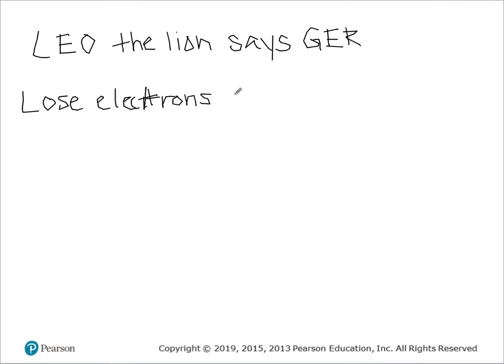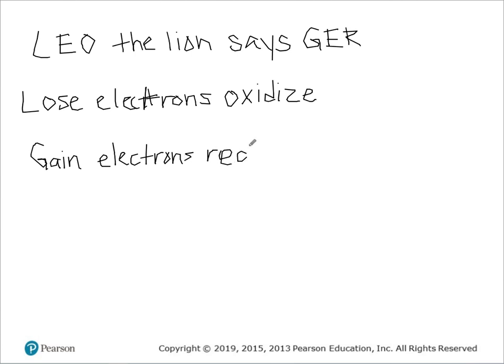So lose electrons, oxidize, gain electrons, reduce. That's LEO for lose electrons, oxidize, and GER for gain electrons, reduce. Whichever one makes sense to you, you can use it as a mnemonic to remember what oxidation means and what reduction means.